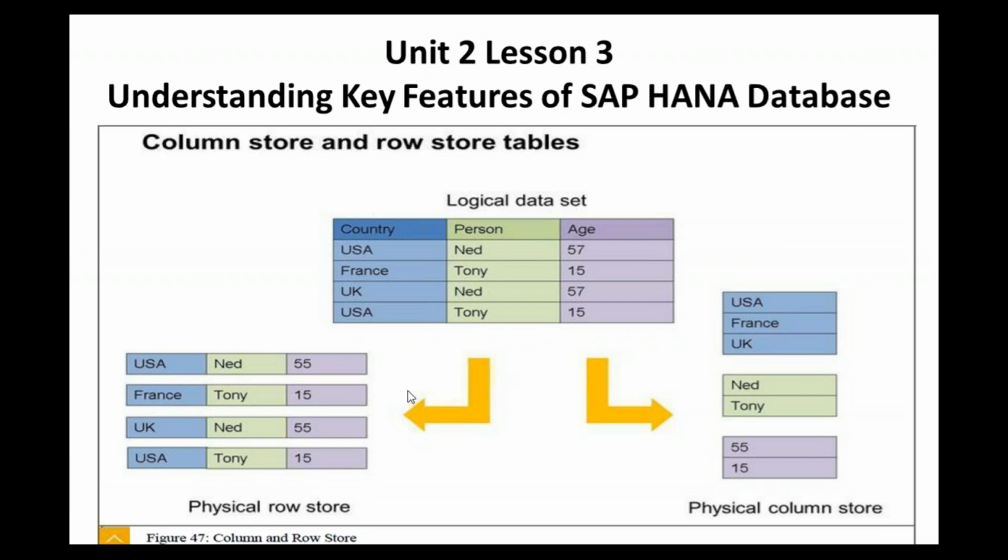Not just that, even in the column, if some data is repeated multiple times, it is stored multiple times. So if you have the country 1 million times, it will be stored 1 million times. But in the case of the columnar store, it will be stored only once. This concept is extremely important for us to understand from the ABAP perspective.